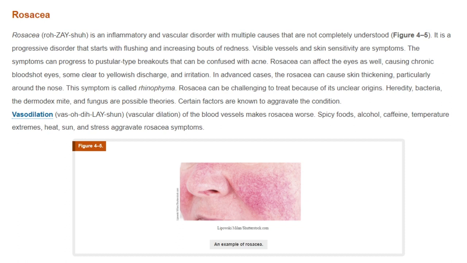Rosacea can be challenging to treat because of its unclear origins. Heredity, bacteria, the Demodex mite, and fungus are possible theories. Certain factors are known to aggravate the condition. Vasodilation, vascular dilation, of the blood vessels makes rosacea worse. Spicy foods, alcohol, caffeine, temperature extremes, heat, sun, and stress aggravate rosacea symptoms.